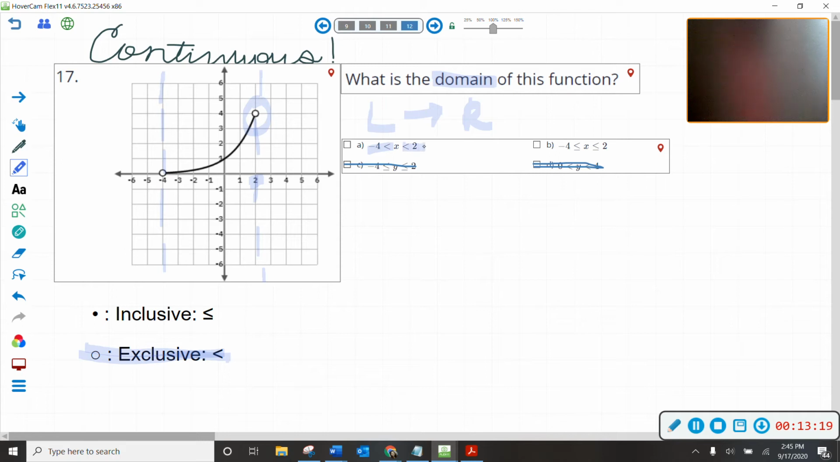Well, that made it that much easier. My final answer here would be A. There we go. The reason that this is incorrect is because it is not inclusive. That would mean that these dots would be filled in, and they're not. Okay, next one.